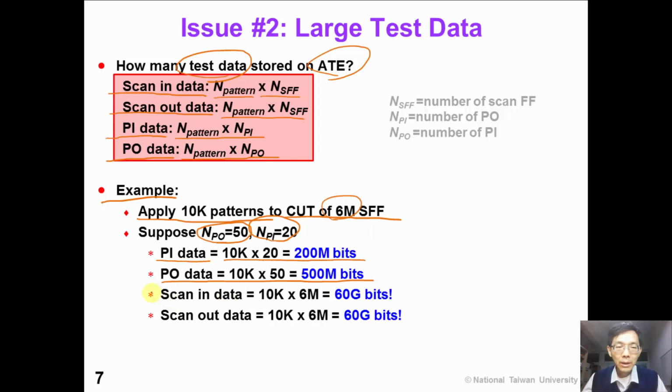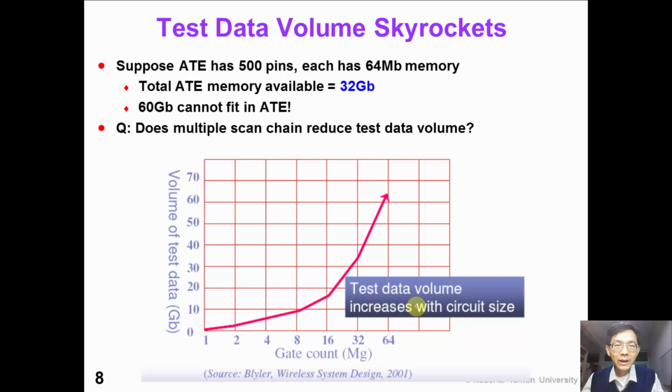However, the amount of scan input data is 10,000 by 6 million. That would be 60 gigabits. And the amount of scan output data is the same. These are very large memory requirements. As we can see from this figure, the test data volume rises very quickly with increasing circuit size.